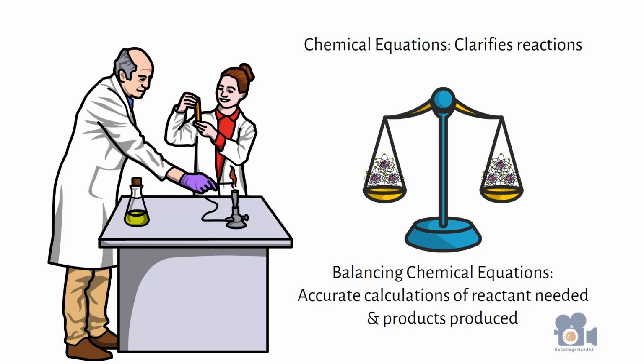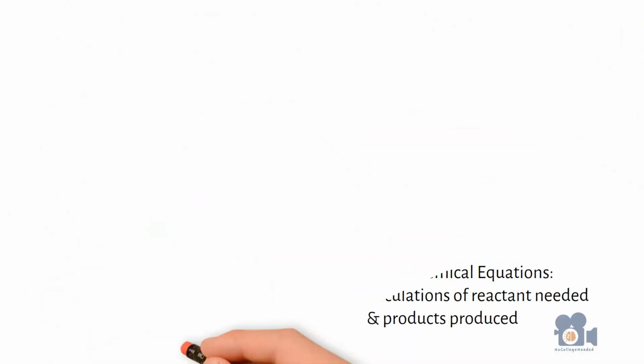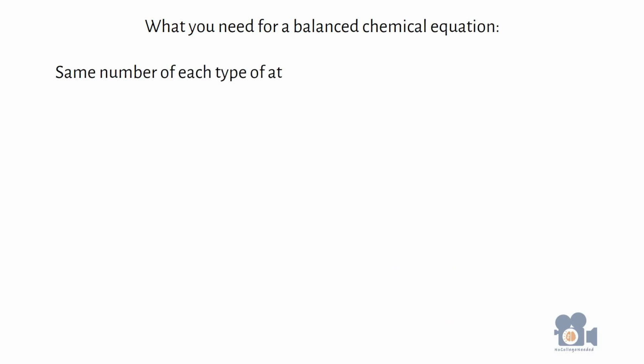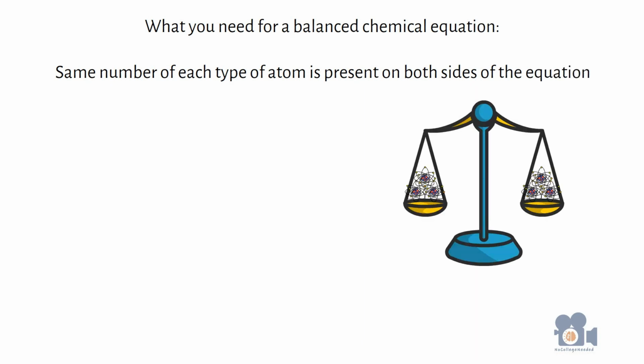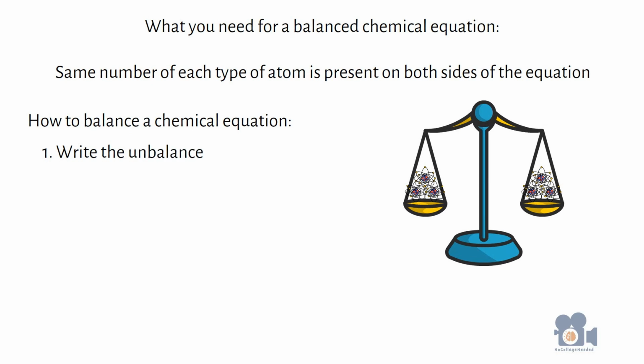Balancing a chemical equation in chemistry involves adjusting the coefficients, the numbers in front of the chemical formula, of the reactants and products so that the same number of each type of atom is present on both sides of the equation. Here are the general steps to balance a chemical equation. 1. Write the unbalanced equation. Start by writing the chemical equation with the correct chemical formulas for the reactants and products. 2. Count the number of atoms. Count the number of atoms of each element on both sides of the equation.